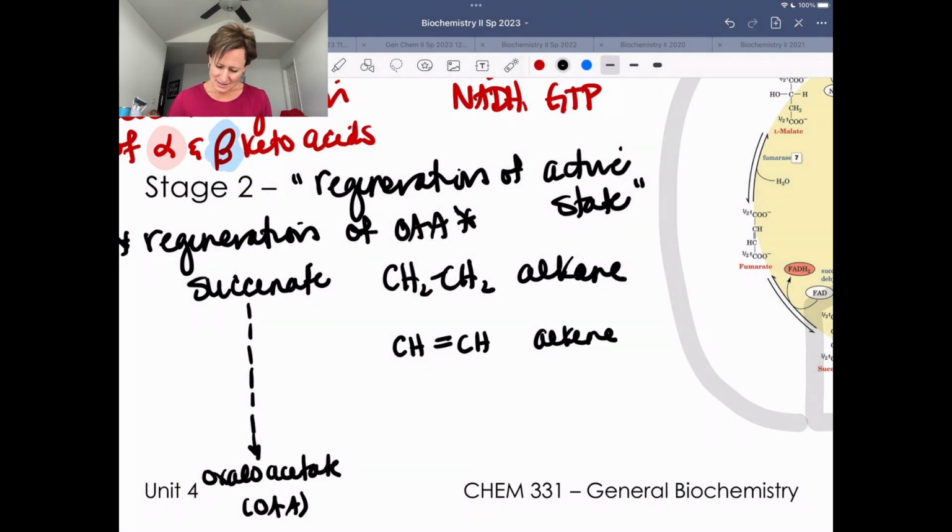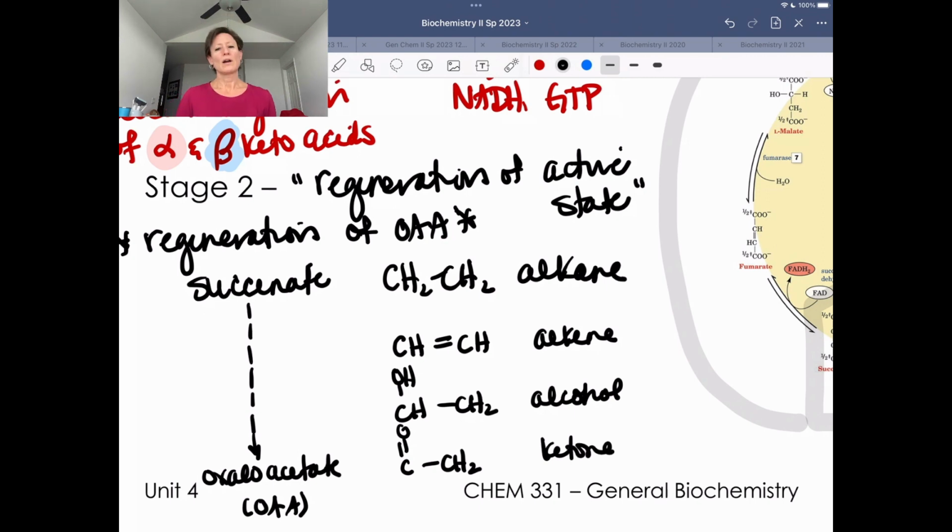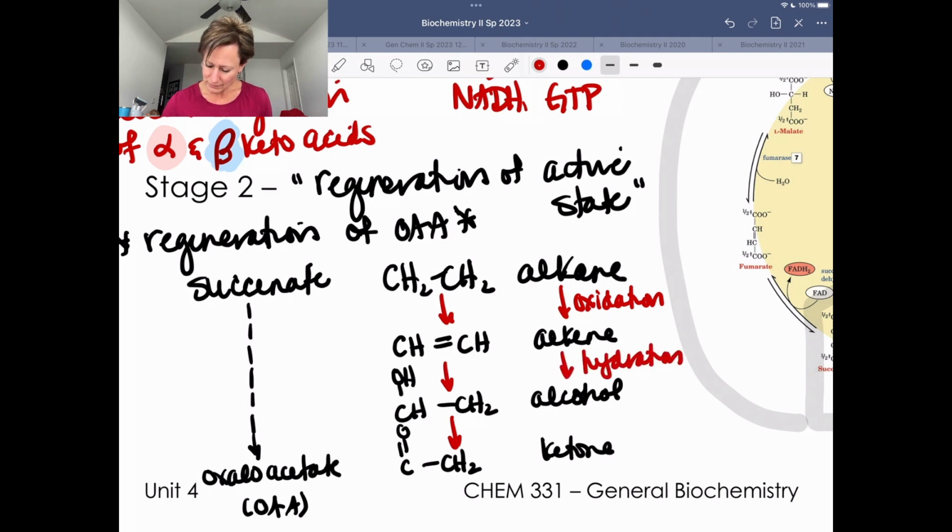And then this alkene to an alcohol. And then that alcohol to a ketone. Okay? And so the chemistry that's going to happen to do alkane to alkene, alkene to alcohol, and then alcohol to ketone, okay, that's going to be oxidation, hydration, oxidation. And that's going to be some chemistries that we're going to see a lot.